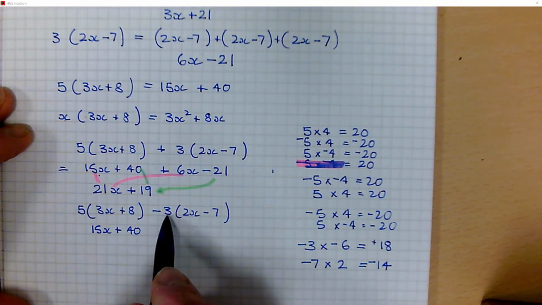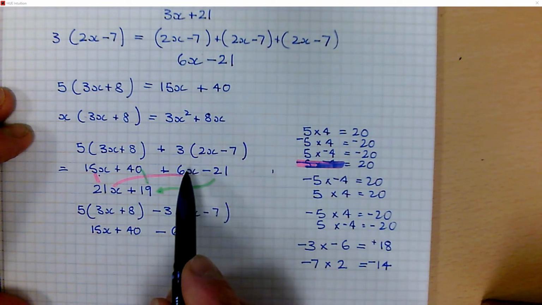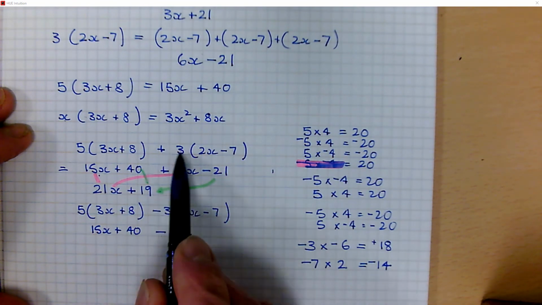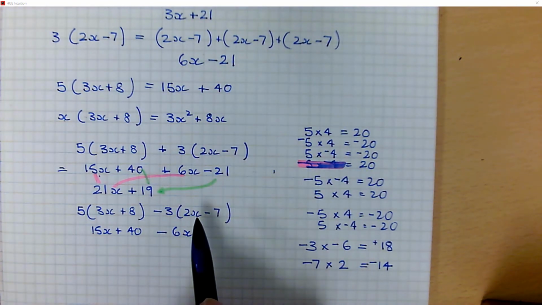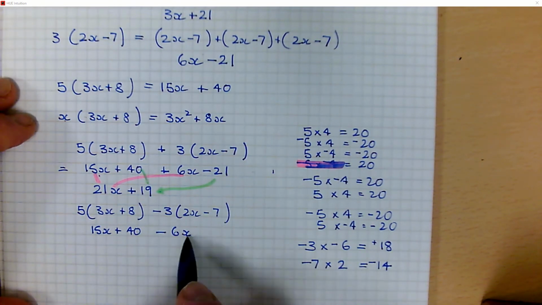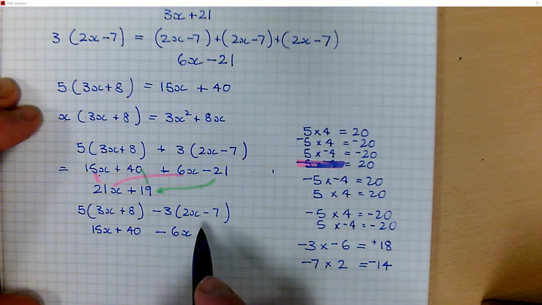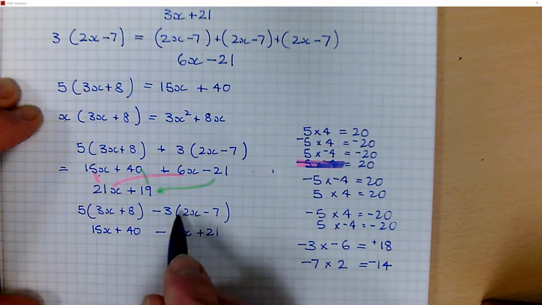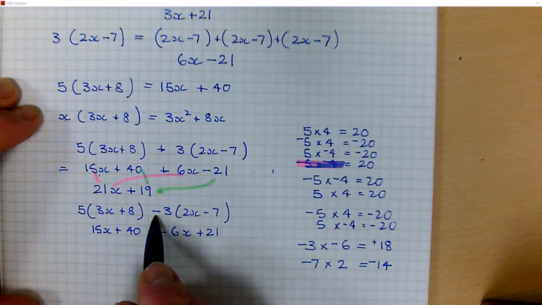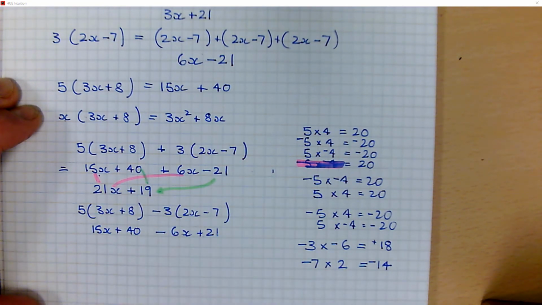Now, minus 3 times 2x is going to give me minus 6x. Before, it was positive 6x because it was plus 3. But now, it's minus 3, so it's minus 6x. Minus 3 times minus 7 makes positive or plus 21. 3 times 7 is 21, and 2 negatives make a positive.